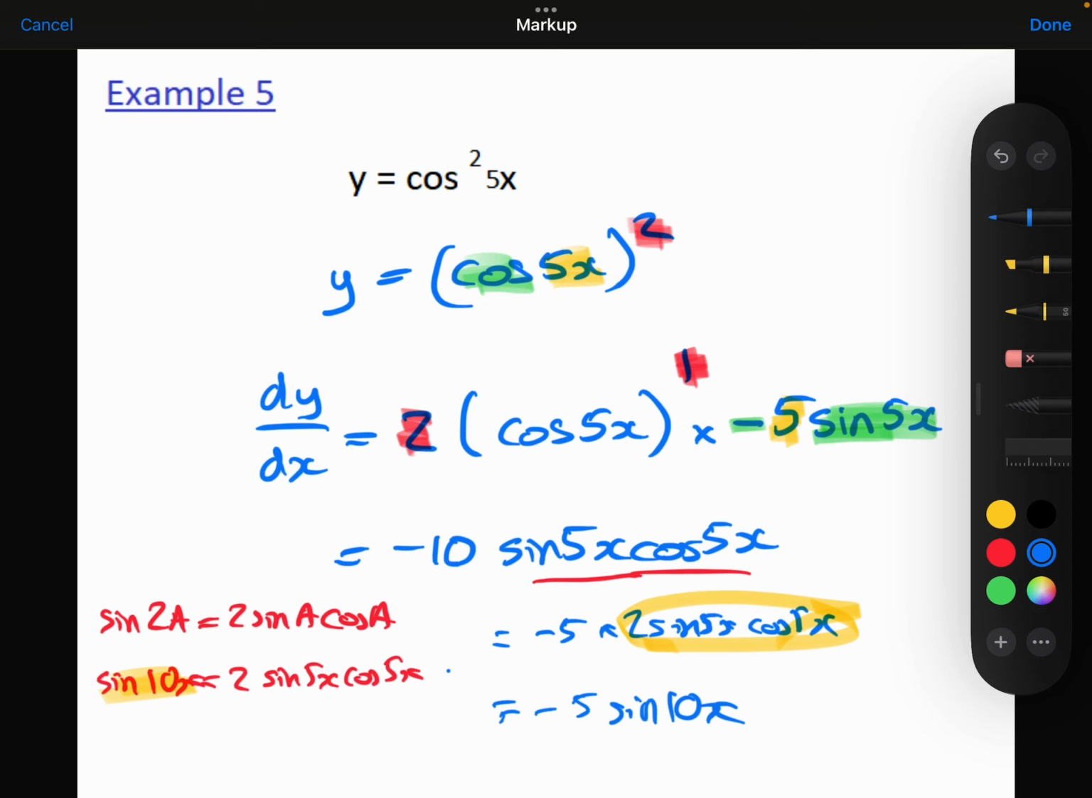These last couple of steps are not so important. As long as you understand and can get to this stage, that's the important thing about the chain rule.